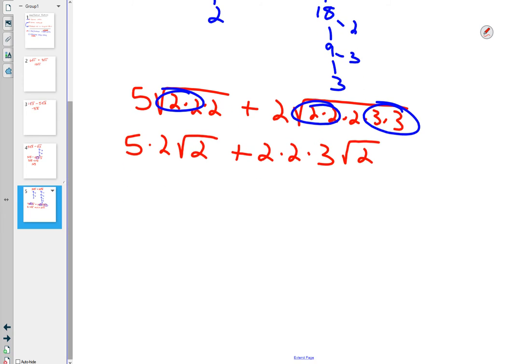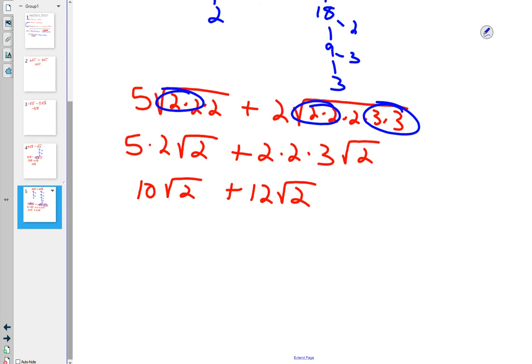5 times 2 is 10. Square root of 2. 2 times 2 times 3 is 12. Square root of 2. And when you look at that, through sorcery, we were able to make the radicals the same. Jocelyn, is that a worried face? Which part don't you understand?